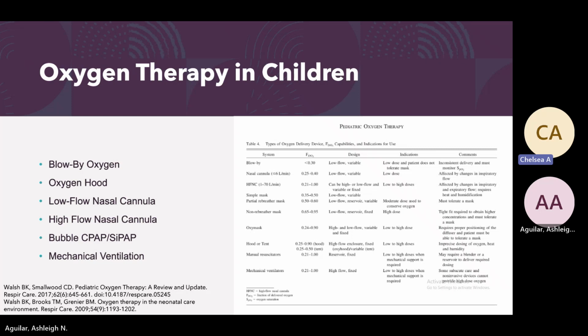For a nasal cannula, it is a low dose, but it is affected by changes in the baby's inspiratory flow. And then you have your high flow nasal cannula, which can deliver low to high doses. It is affected by changes in inspiratory and expiratory flow, and it requires heat and humidification. Then we have our simple, partial and non-rebreather mask. Our oxy mask as well provides a low to high dose and requires proper positioning of the patient. You have your hood or tent, and then you have your manual resuscitators, and then mechanical ventilation.